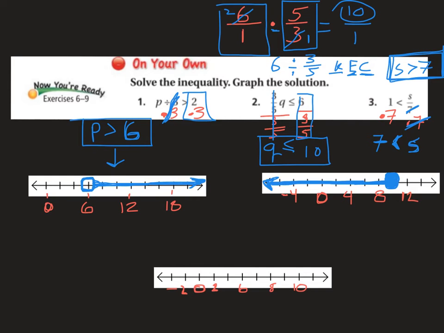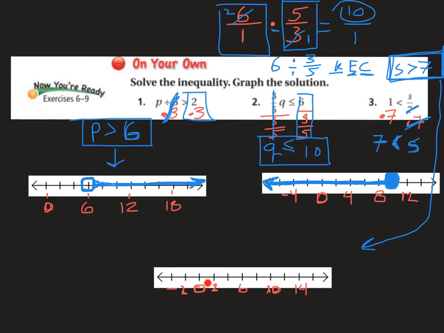So let's bring this one down here and graph it. So I laid out my number line here. We're going greater than 7. Right, so I did 0, counted by 2's: 2, 4, 6, 8. Oh, this should be 10 right here. Let me fix this really quick. All right, so there you go. Fix it up.